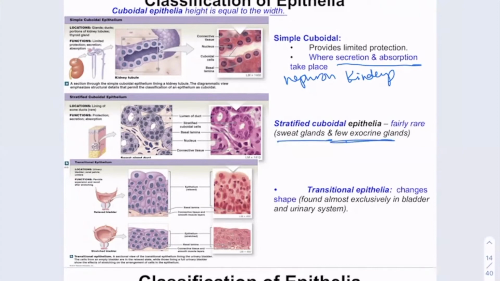Transitional epithelium, these can, when they are not being stretched, look the same, but as this lining of the bladder gets expanded, as more urine is deposited in the bladder, they start to change shape, so they can transition or change shape, and so this is really only found in the urinary system.